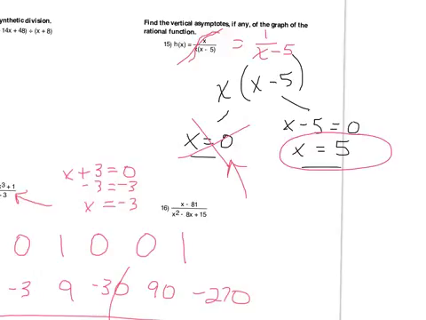Either cancel things in the beginning if you can, or just test everything to make sure it does not give you a 0 in the numerator. All right, so that's vertical. 16, you would have to factor that one. Again, we don't care about the numerator right now.